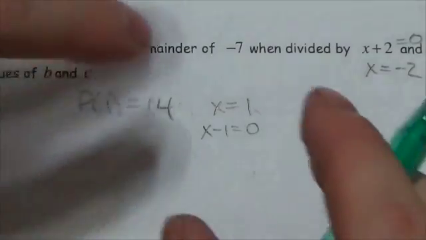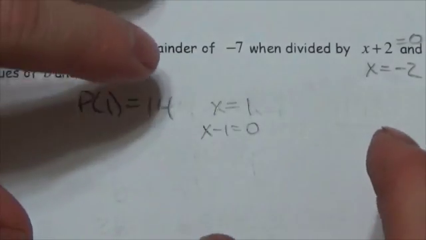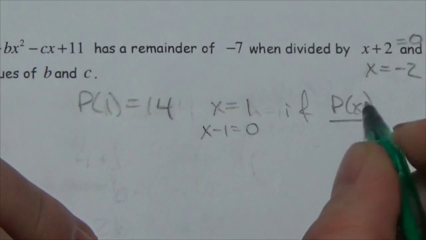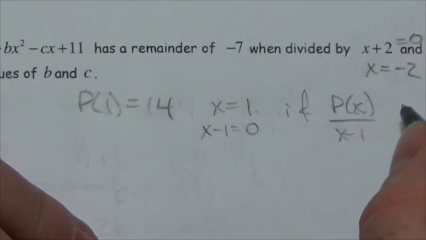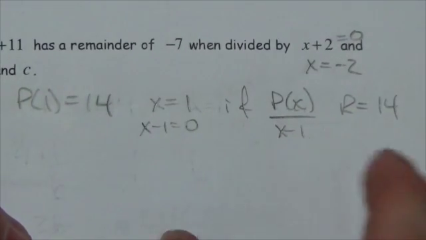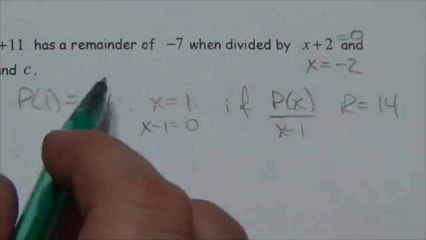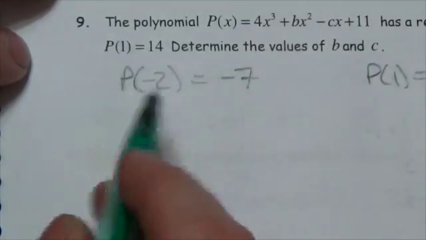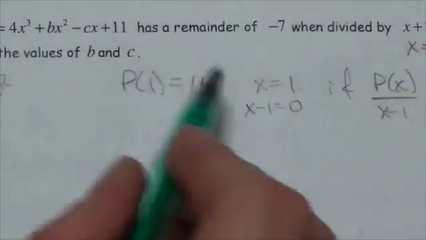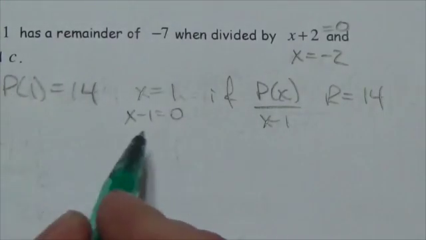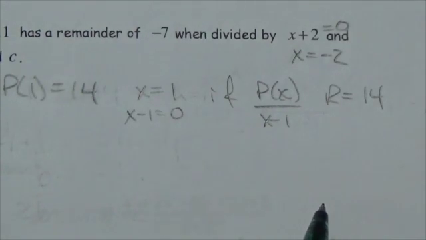Now, think of the way the remainder theorem works. What this means is that if you take p of x and divide it by x minus 1, the remainder is going to be 14. I just want you to be clear on that. I want you to be able to go forwards: if I give you the remainder and tell you what the divisor is, I want you to be able to build this statement. But I also want you to be able to go backwards from this statement to understand what I'm dividing by, what the divisor is, and where the remainder fits.